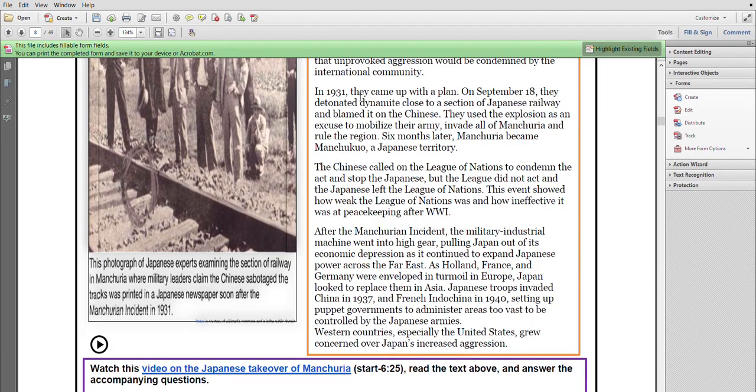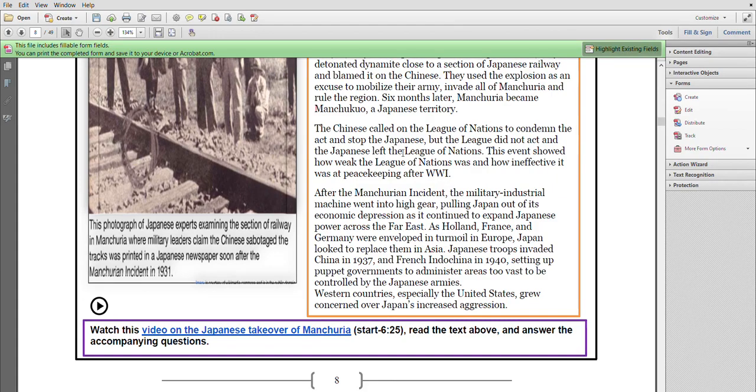In 1931, they came up with a plan. On September 18th, they detonated dynamite close to a section of Japanese railway and blamed it on the Chinese. They used the explosion as an excuse to mobilize their army, invade all of Manchuria, and rule the region. Six months later, Manchuria became Manchukuo, a Japanese territory.